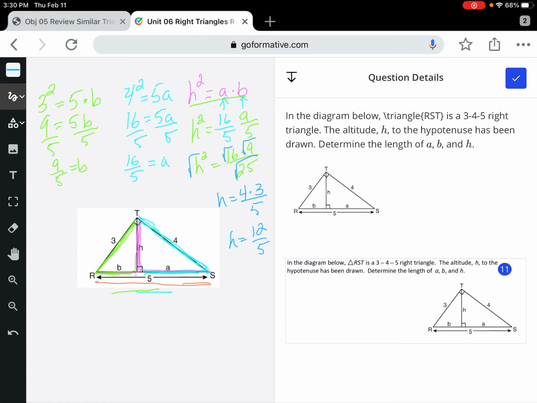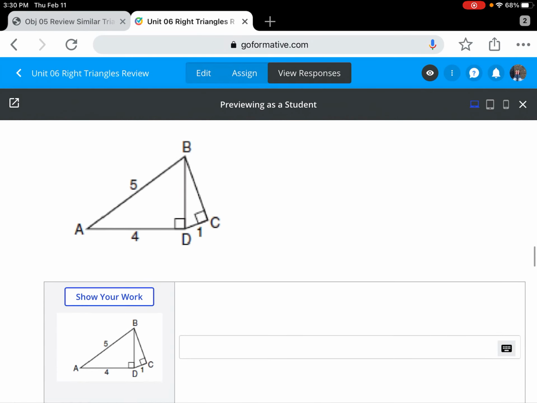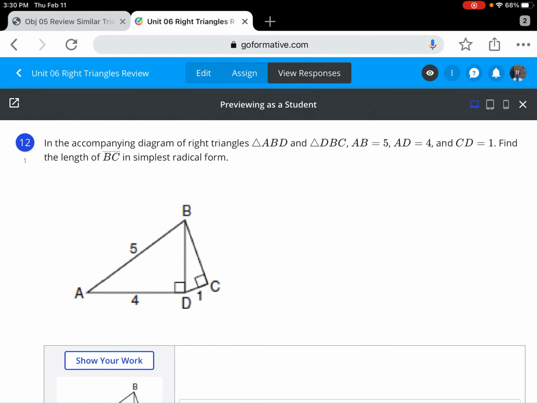Okay, you can go through and do your whole multiplication process, do 16 times 9 and simplify, but I think that if you have a perfect square here and you know you're going to have to take the square root, it can make things simpler, especially on tests that are non-calculator. So we have b is 9/5, a is 16/5, and h is 12/5, and whatever the decimal equivalent is.